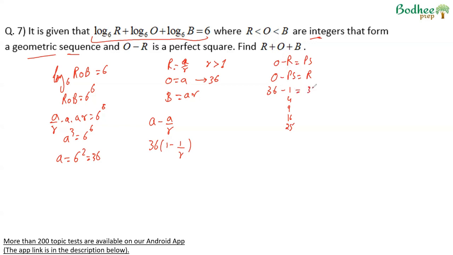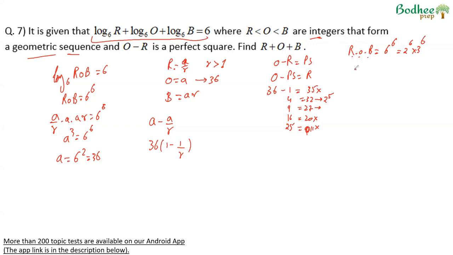In this case, R will be 35, 32, 27, 20, and 11. Now we know that R into O into B is 6 raised to power 6, which is nothing but 2 raised to power 6 into 3 raised to power 6. So R, O, and B should be divisible only by 2 and 3. 35, if we put R, it is divisible by 7, not possible. 32 is a possibility, 27 is a possibility, 20 is divisible by 5, not possible. 36 minus 25 is 11, that is not a possibility. 32 is 2 raised to power 5.